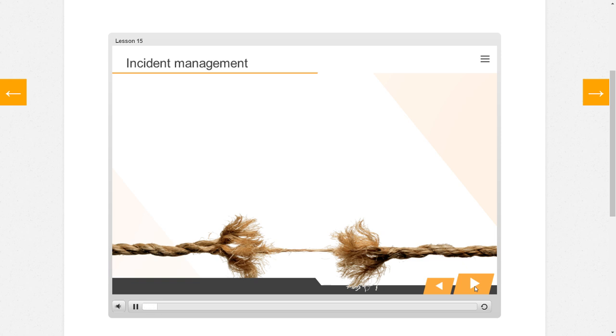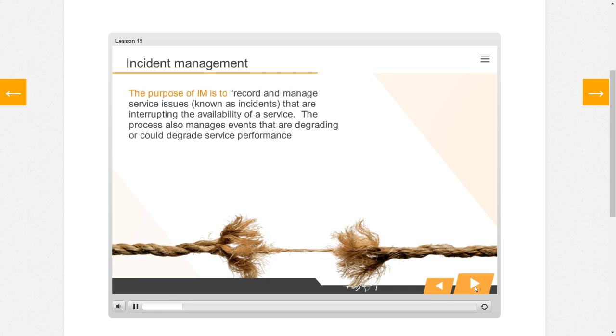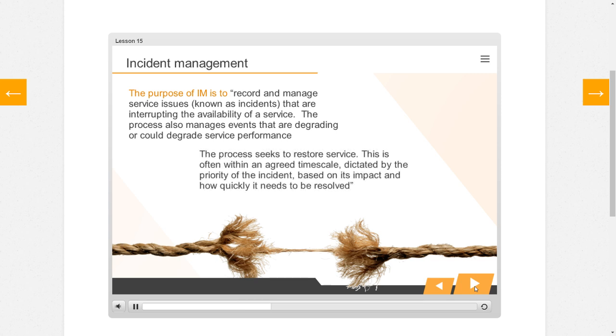The next process we'll study is incident management. Its purpose is to record and manage service issues, known as incidents, that are interrupting the availability of a service. The process also manages events that are degrading or could degrade service performance. The process seeks to restore service. This is often with an agreed timescale, dictated by the priority of the incident, based on its impact and how quickly it needs to be resolved.